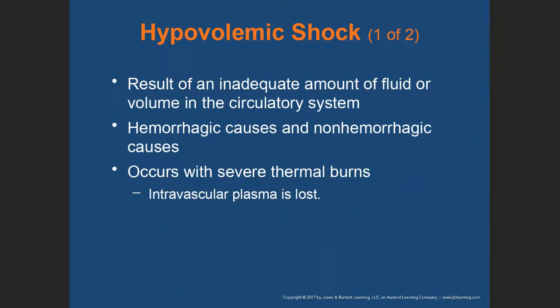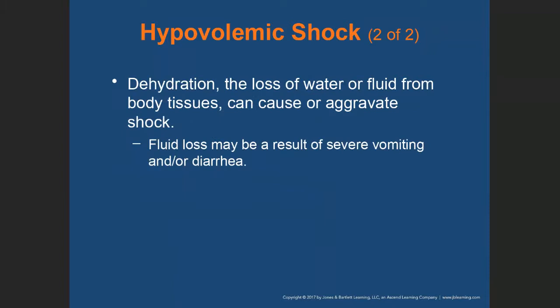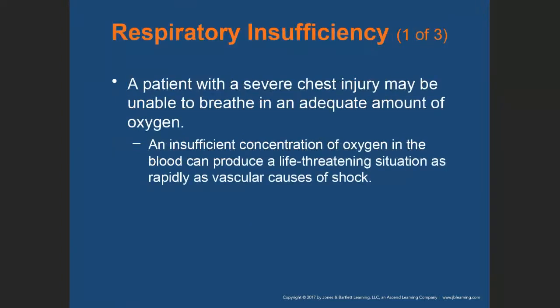All right, moving forward. So dehydration, the loss of water or fluid from body tissues, can cause or aggravate shock. Fluid loss may be a result of severe vomiting and/or diarrhea. Now, respiratory insufficiency. So that's the 4 types of distributive shock.